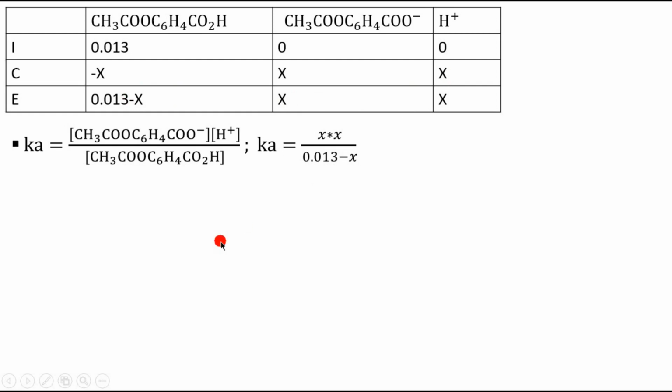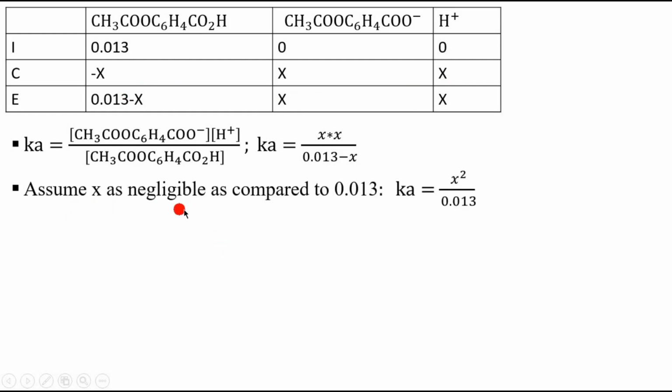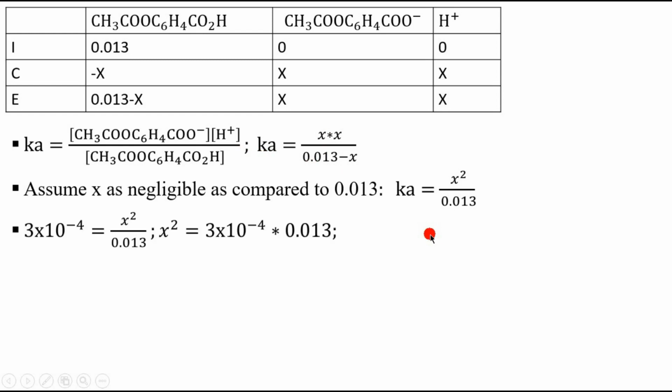Then you calculate the Ka. Assume x as negligible. Then you get this is negligible. This means Ka will be equal to x squared over 0.013. The Ka was given, so that means 3 times 10 power negative 4. Yes, is it 3 times 10 power negative 4?